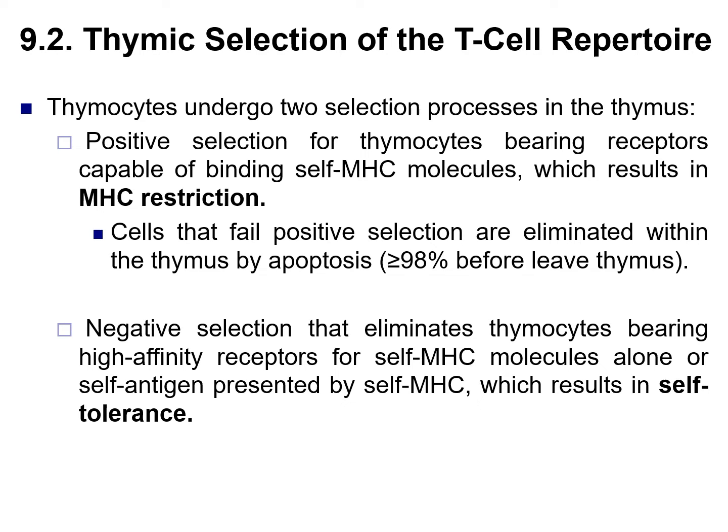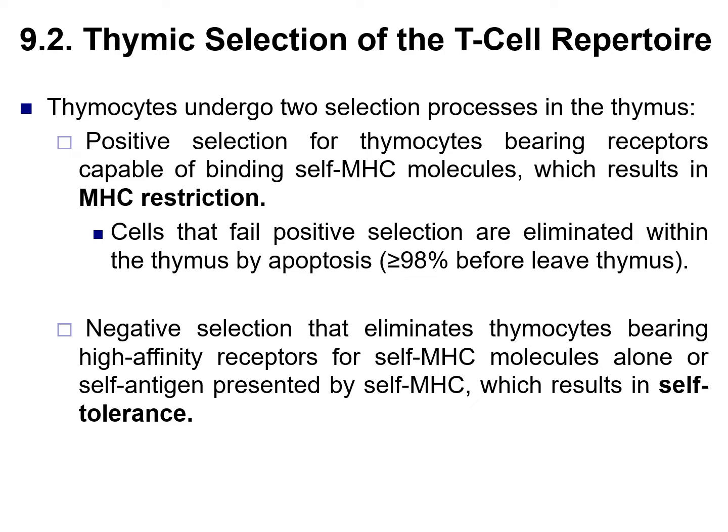We have said this before. There are two selection processes that happen in the thymus that allow the survival of the T cells. The first one is called positive selection, wherein only cells that are capable of detecting the self MHC molecules will survive. The rest of the cells that do not have this characteristic would die by apoptosis. More than 98% of them would die before they leave the thymus.